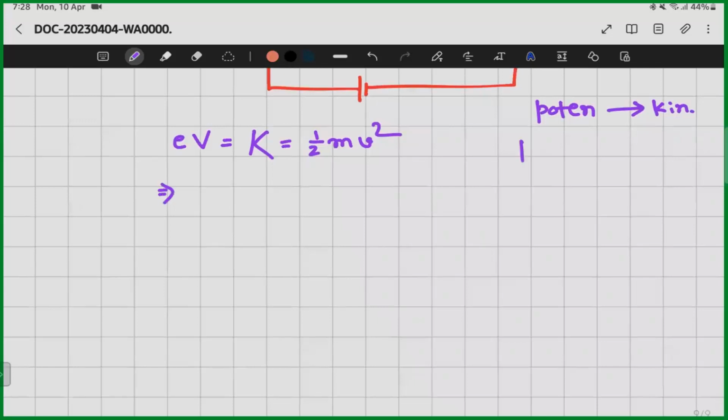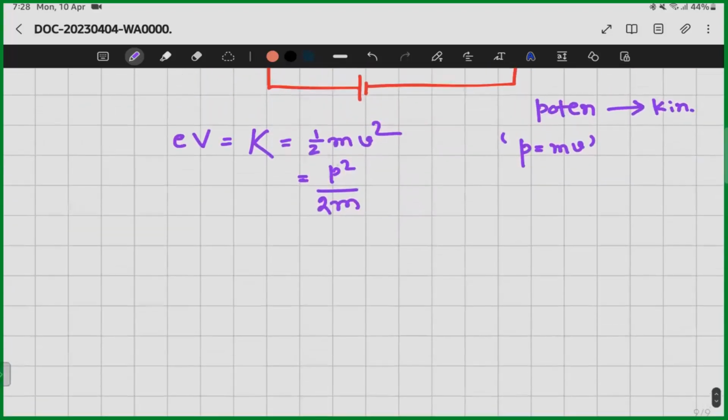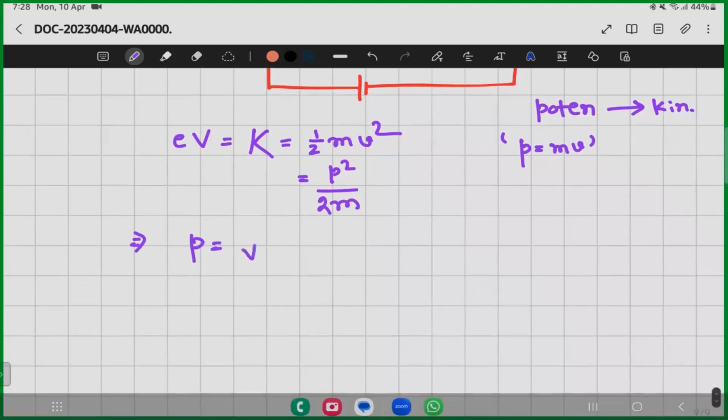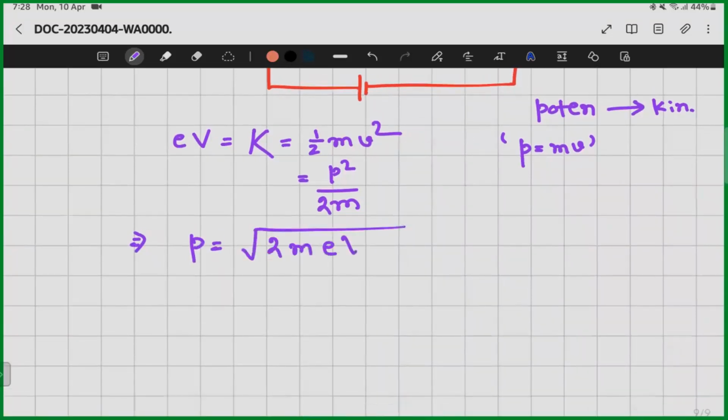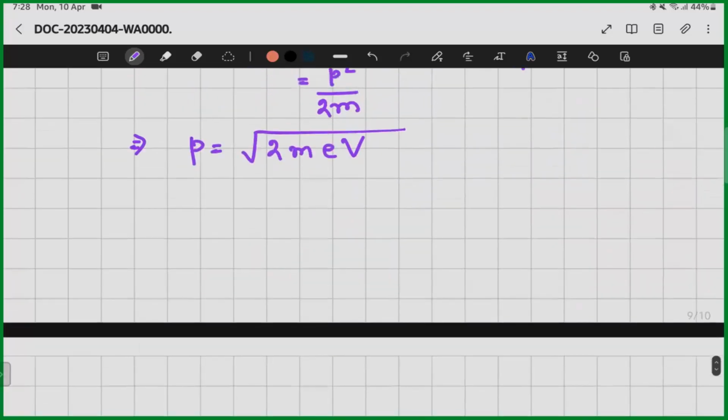And what is the definition of momentum? Momentum is mv. So we can write this as p squared by 2m. p squared is m squared v squared, and if we divide by m, we essentially get the kinetic energy. So what will be the definition of p? p will be root over 2meV. If p is this, then the de Broglie wavelength associated with that electron will be h by p, which is h by root over 2meV.